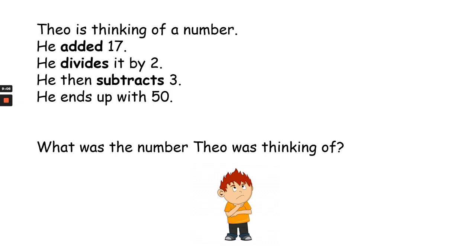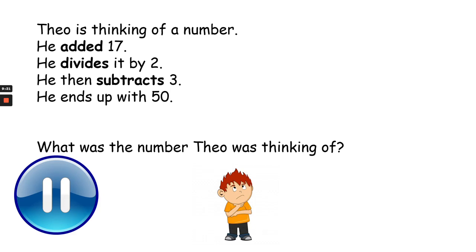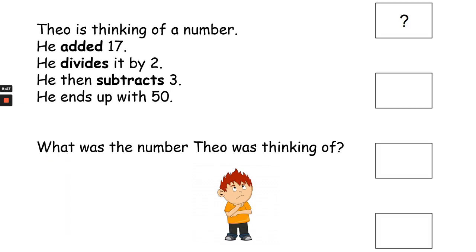Okay, we're going to do a bit of Theo revision now. Theo is thinking of a number. He added 17. He divides it by 2. He then subtracts 3. He ends up with 50. But what was the number that Theo was thinking of? Pause your video and write down your method and then solve it. Okay, let's see how you got on. You should have a method that looks a bit like this, doing all of Theo's steps so that we're ready to inverse and find the answer.